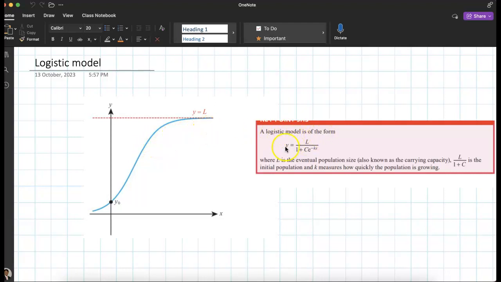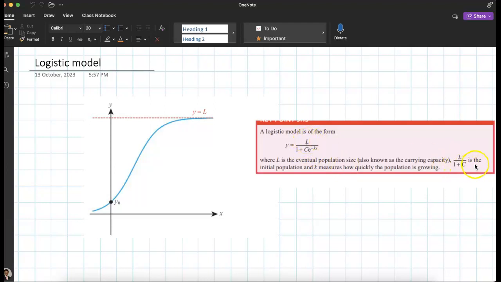Okay. A logistic model is of the form y is equal to L upon 1 plus C e raised to minus kx. You have to learn this form. It's there in your formula booklet as well. Where L is the eventual population size, also known as the carrying capacity. So y is equal to L is your horizontal asymptote. It's where things level off. Equilibrium population is reached, you can say. Correct? So that's this L.